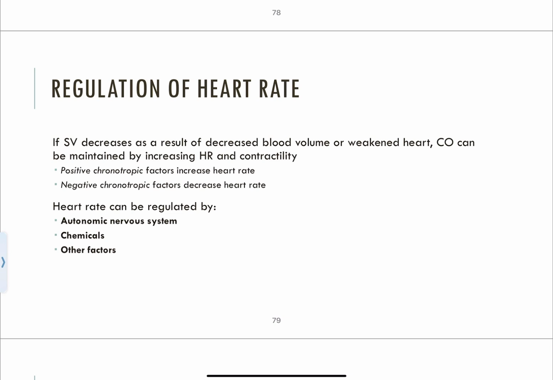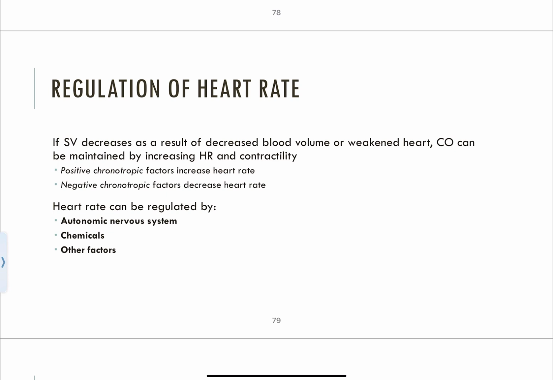Okay, if our stroke volume decreases as a result of decreased blood volume or a weakened heart, our cardiac output can be maintained by increasing our heart rate and contractility. So typically we have things that can go in and counterbalance other things that are happening. For example, if our heart isn't as strong and is not able to contract with as much force, or if we don't have enough blood entering for some reason, our body is going to try to compensate for that.